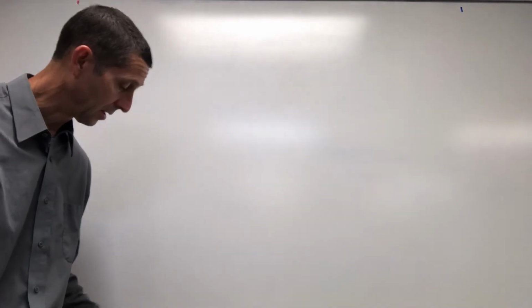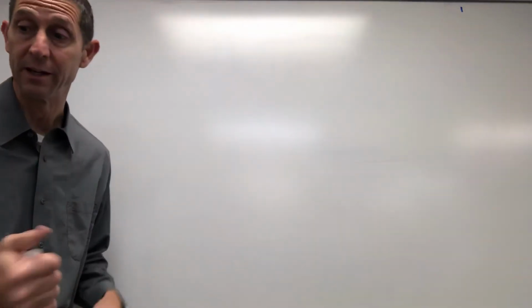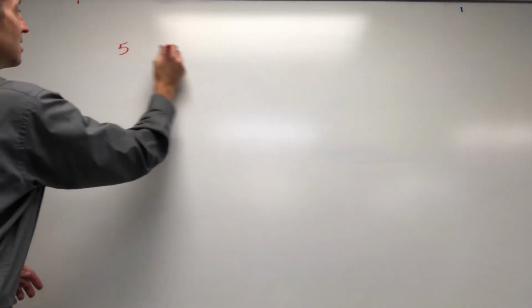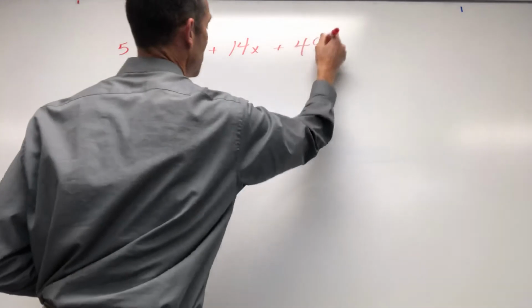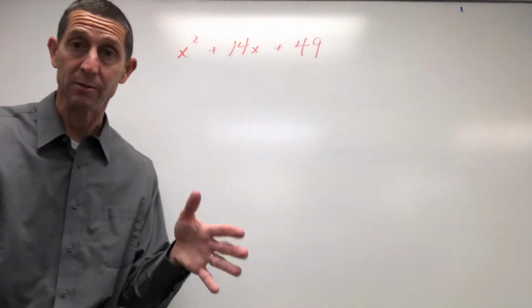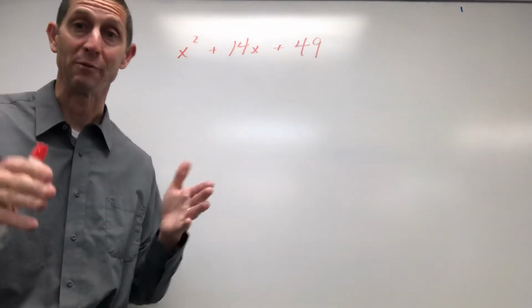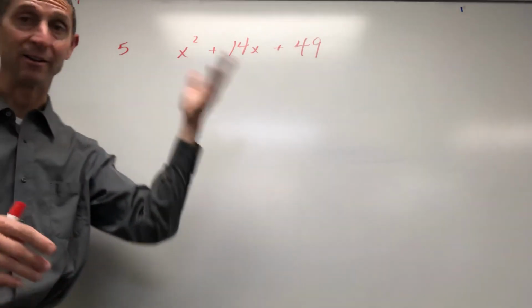The other type of problem you have to do on this assignment is factoring the trinomials again. You're going to like this one. So x squared plus 14x plus 49. You know how to do this. This is your favorite trinomial to factor. There's no number there. It's an easy one.